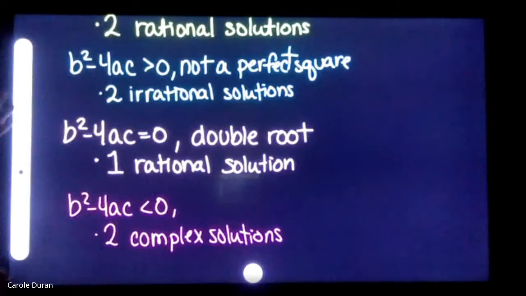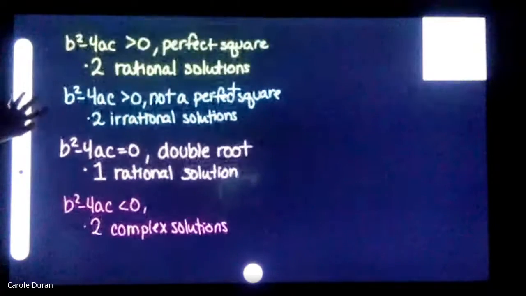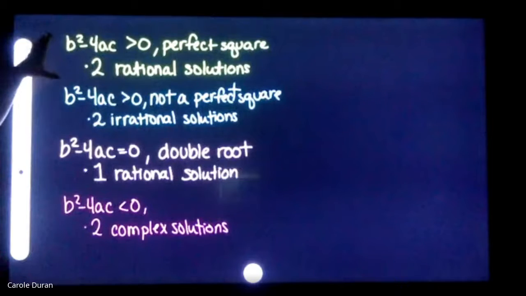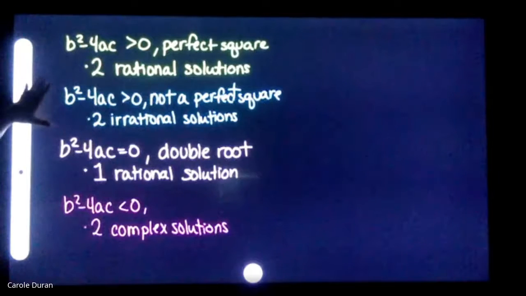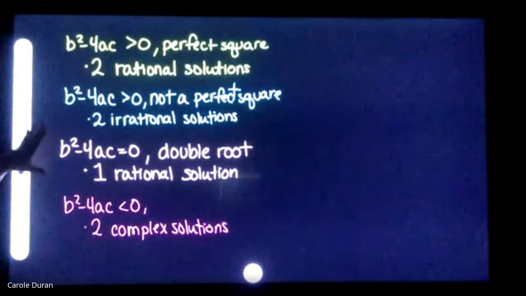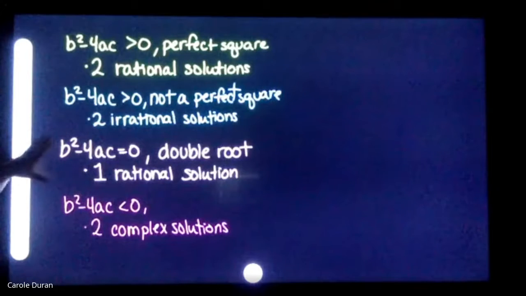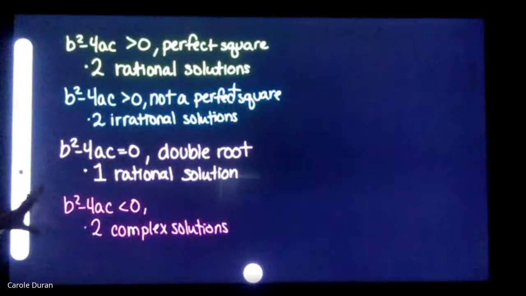So the 4 different types of solutions we can have. If it's greater than 0 but a perfect square, we have 2 rational solutions. If it's greater than 0 but not a perfect square, we have 2 irrational solutions. If it equals 0, we have what's called a double root, or 1 rational solution. It would just be repeated twice technically. And if it is less than 0, then I have 2 complex solutions.